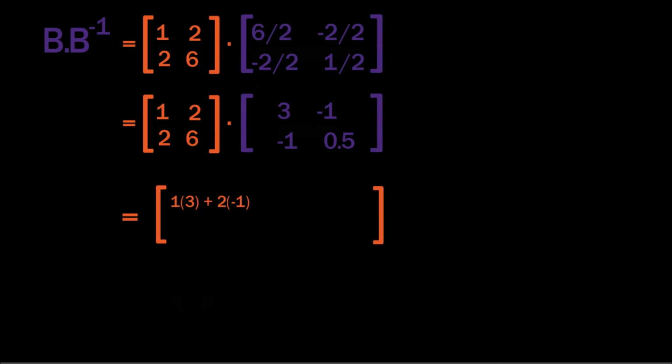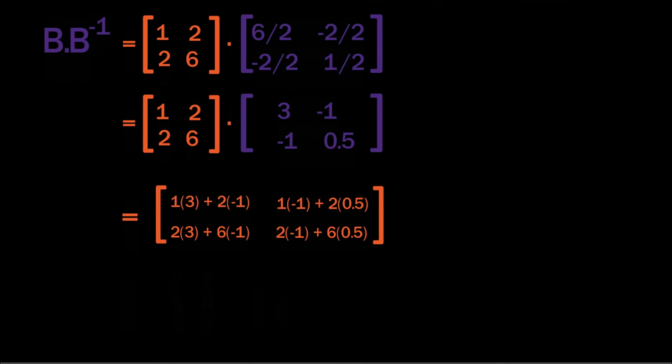And the second element, we will use the first row of the first matrix multiply with the second column of the second matrix. So 1 multiplied with negative 1 plus 2 multiplied with 0.5. And for the second row, you can get the second row of the first matrix multiplied with the first column of the second matrix, which is 2 multiplied with 3 plus 6 multiplied with negative 1. And finally, you have the last element, which is 2 multiplied with negative 1 plus 6 multiplied with 0.5.